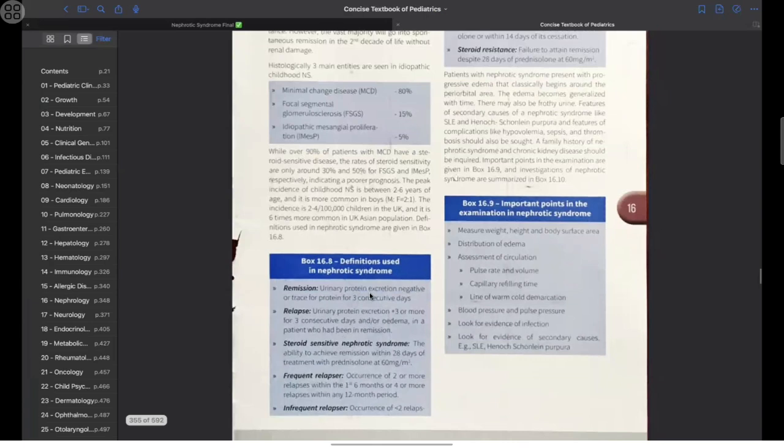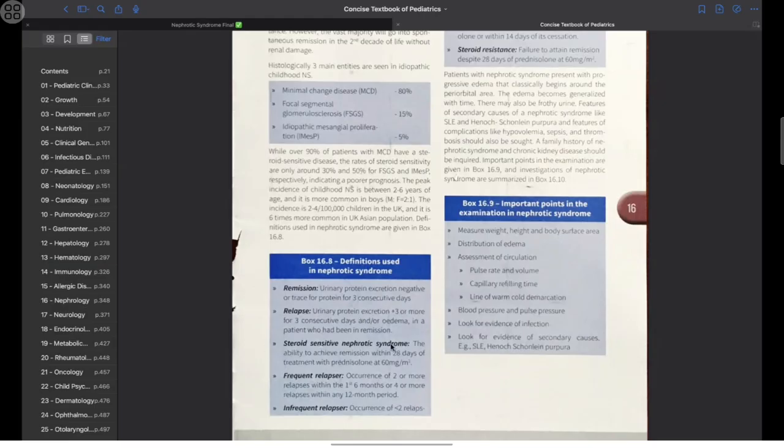So if you look at remission, that is when you have started steroid therapy and the patient goes into remission. So that is urinary protein excretion negative or trace for protein for 3 consecutive days. When this happens, you can tell that the patient has gone into remission. Then relapse is when there is urinary protein excretion of plus 3 or more for 3 consecutive days and/or edema in a patient who has been in remission. And if there is less proteinuria but the patient has developed edema, then you have to ask the patient to go to the hospital because that can be an indication of a relapse. Any amount of proteinuria with edema, we also take that.